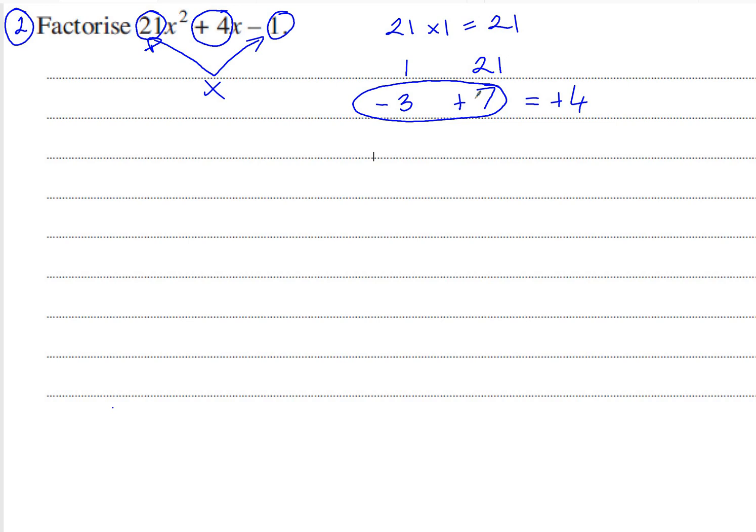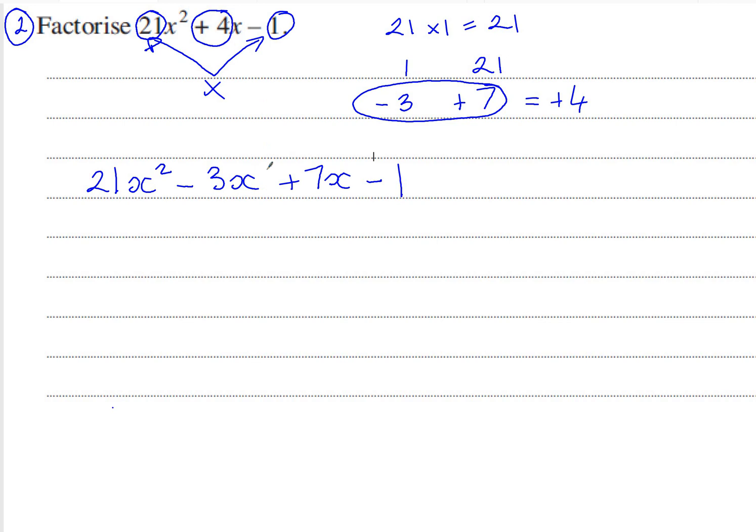So what we now do is we rewrite this expression using our factor pairs. So we've got 21x squared minus 3x plus 7x minus 1. Okay, notice 21x is the same, the minus 1 is the same.